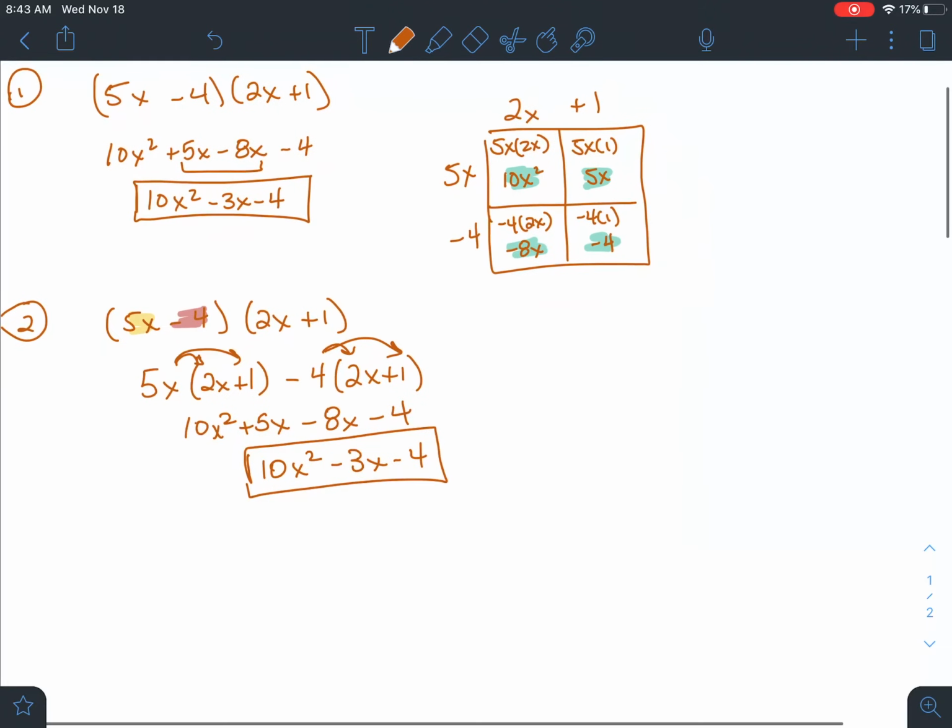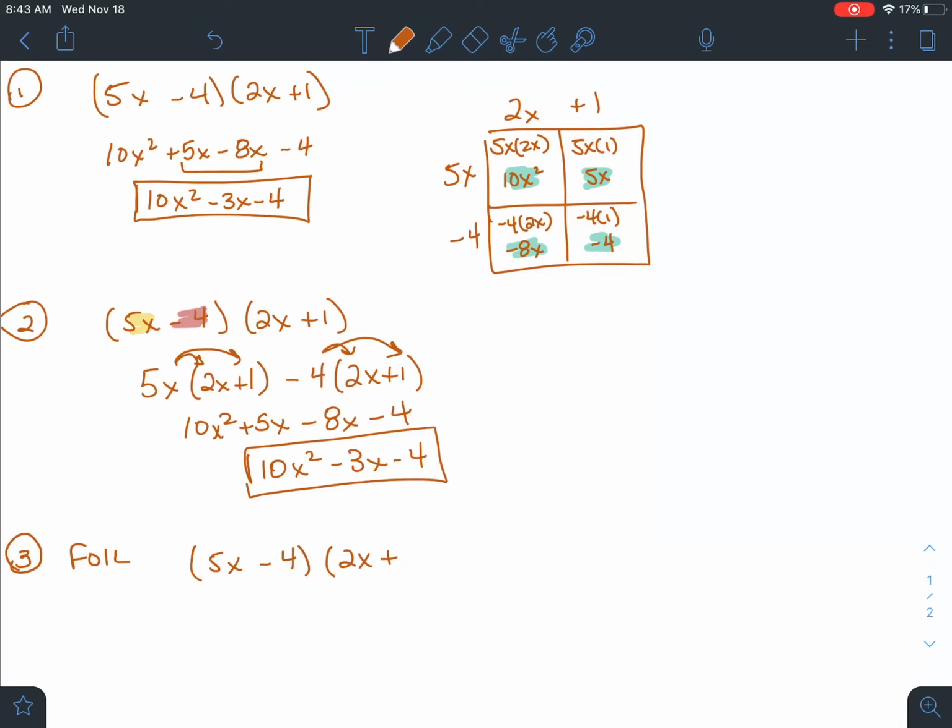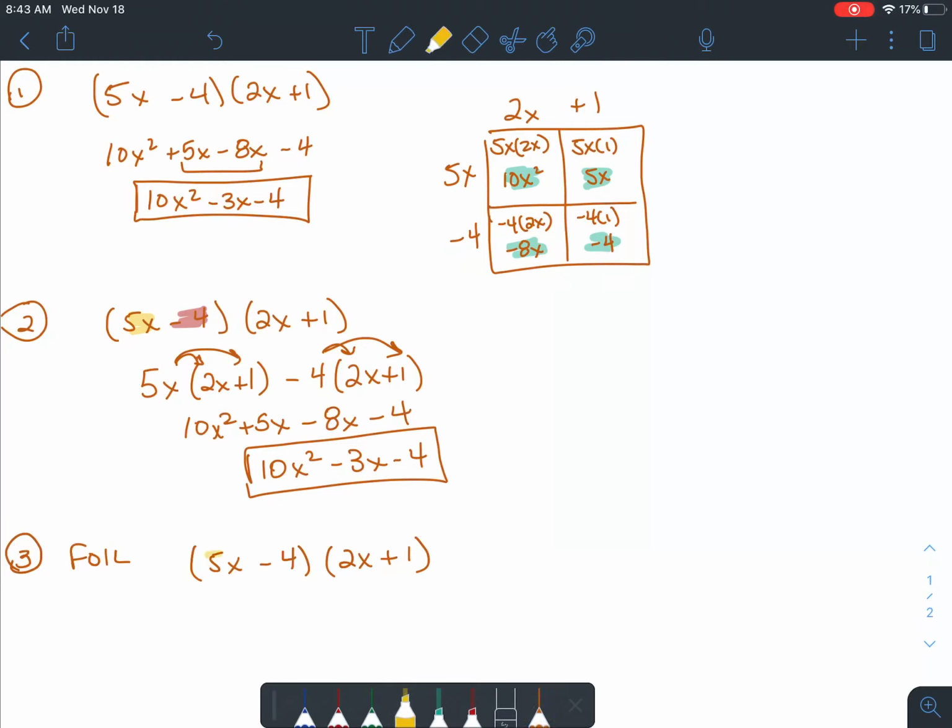And then 3, again, I don't like this because I don't like the acronym FOIL, because I don't feel like the math is actually being discussed or used properly here, but this is a method that does work. It does not always work. It does not work with bigger things like trinomials, and I'll show you that in a second. So F means the first one. So first means these, 5x and 2x. So you would multiply those together.